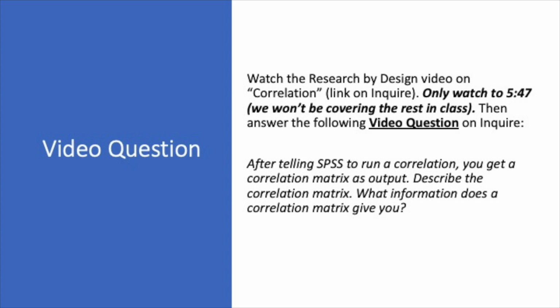Here's your question. After telling SPSS to run a correlation, you get a correlation matrix as output. Describe the correlation matrix. What information does a correlation matrix give you? Okay, so you can pause here, watch the video, answer the video question, and then return for the last couple of slides.